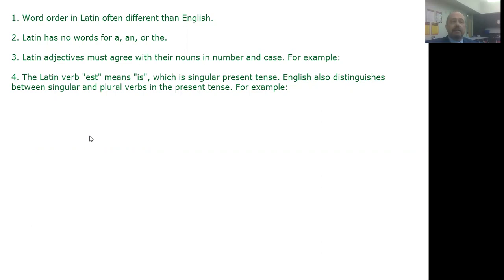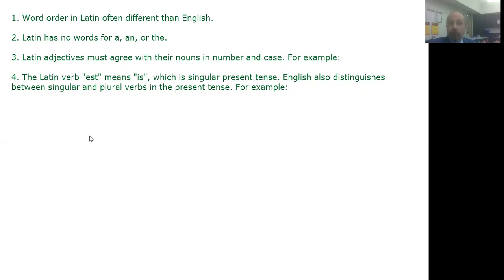Okay. Next, Latin adjectives must agree with their nouns in number and case. So unlike English, most of the time at least, there are a few exceptions, Latin adjectives are either singular or plural. Okay, depending on the noun that they're attached to. And there's a difference in Latin between, say, an adjective that is part of the subject, meaning it's in nominative case, or an adjective that is part of a direct object, which would mean it is the accusative case.